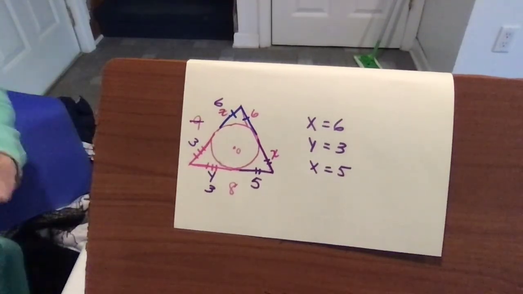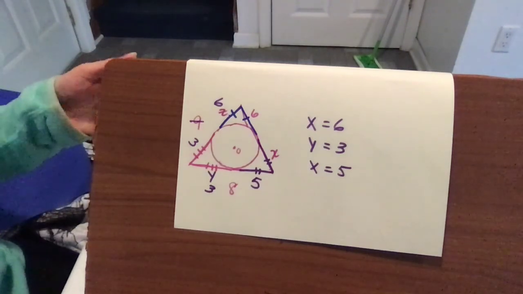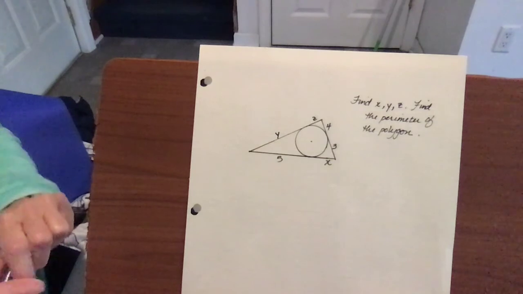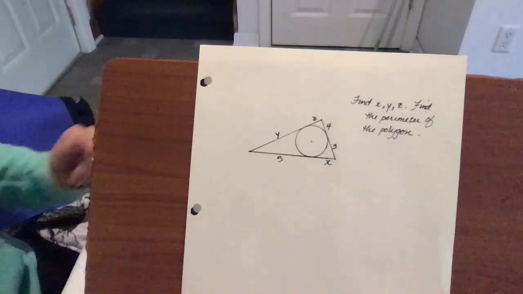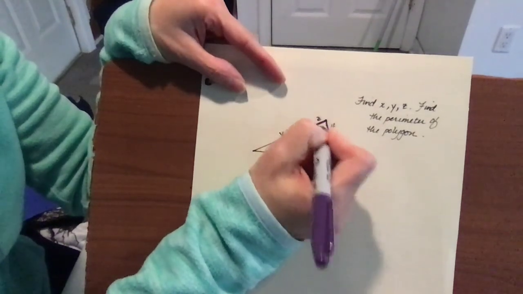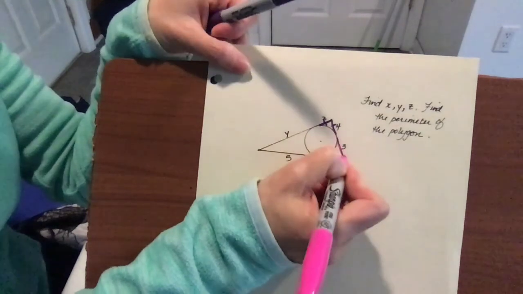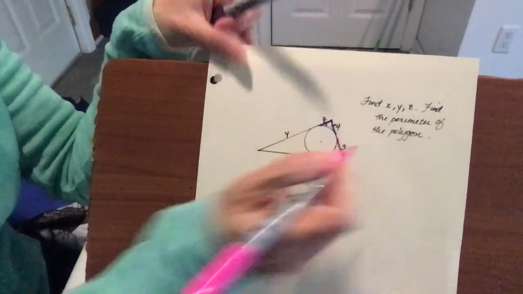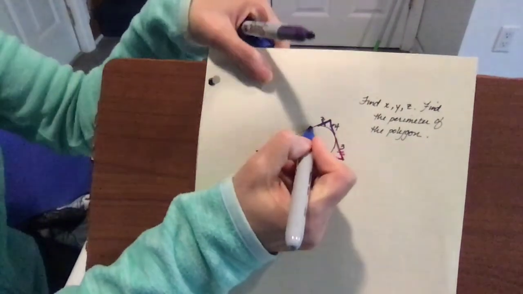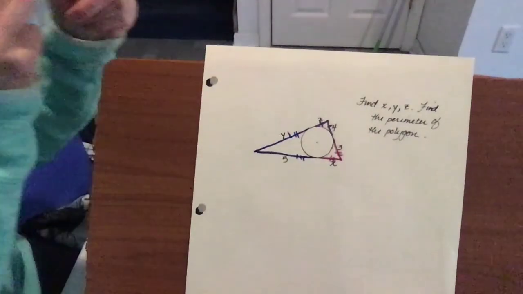I know we did a little bit of this once before, but here you go again. That was a little close-up for you. All right, so let's look at this one and see how we find x, y, and z. And then we want to find the perimeter of the polygon. Okay, so let's start marking. These are equal. I do it in color, it's a little easier. These are equal. And these are equal.